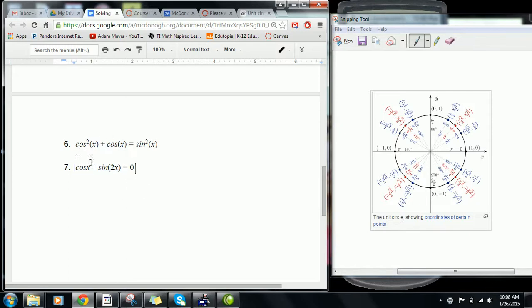So for these two, I want you to try. Substitute an identity. I would go here, and I would go there. And then factor, if necessary, and solve from there, as I did in the preceding problems.